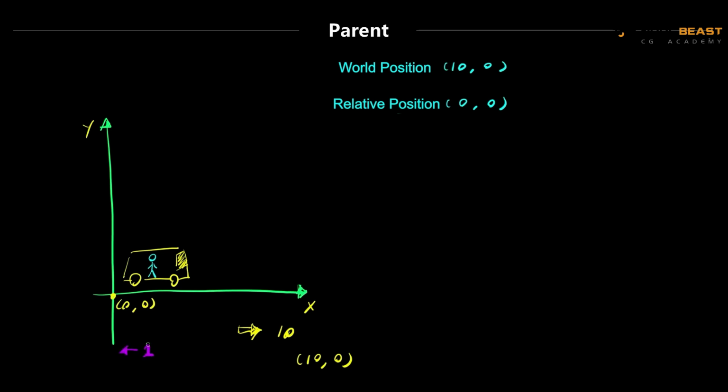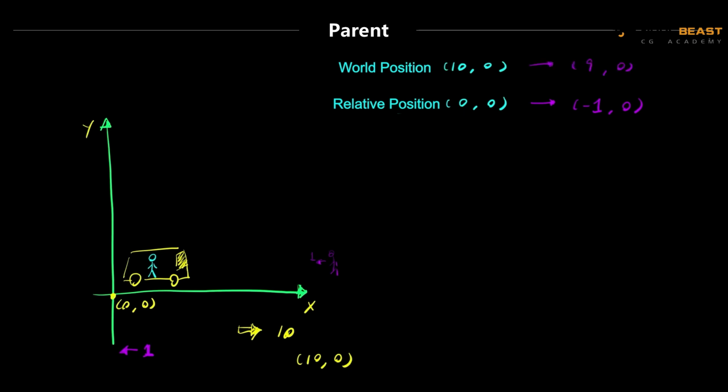Let's look at his relative position first. That relative position will definitely change. Originally, he wasn't moving at all. Now he moves 1 unit backward inside the car. So his relative position becomes -1, 0. Meanwhile, his world position also changes, because he's moved along with the car 10 units first, then moved 1 more unit toward the back. So his world position becomes 9, 0.